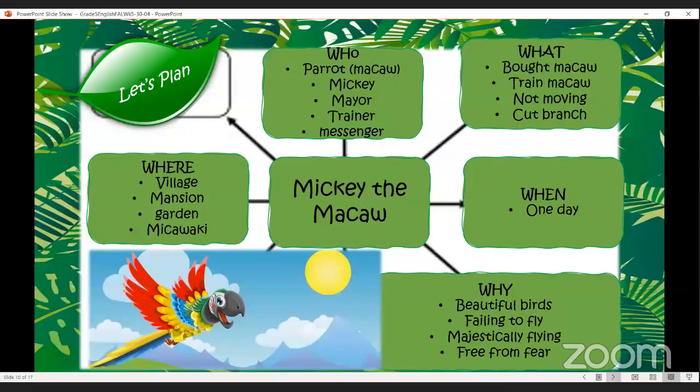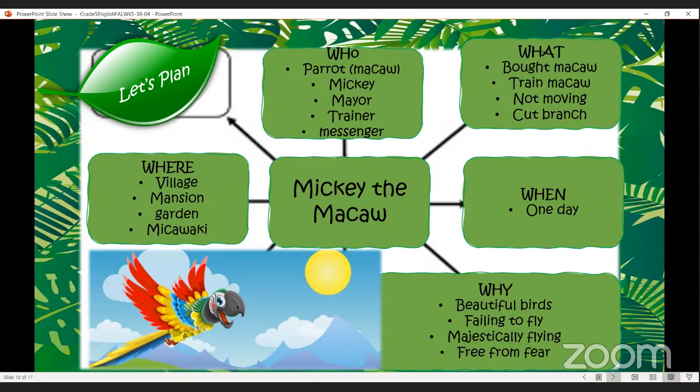Oh, now my ideas are rolling. Oh, where's it going to take place? Village? I like that idea. Mansion? Yeah, mayor needs a mansion. Garden? Definitely. My parrot needs a garden. And I gave my little village a name, Mikawaki. Isn't that cool? Mikawaki. Say it really fast.